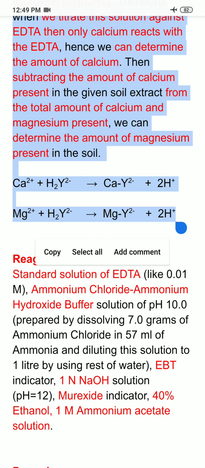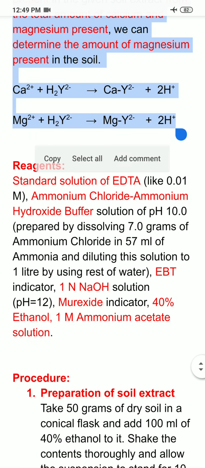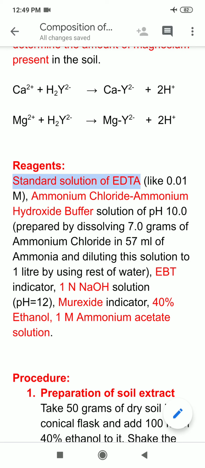Next are the reagents. What do we require? We require standard solution of EDTA. Standard solution means one whose concentration, or strength, or normality or molarity, we can use any term, is known. Now concentration we can express either in grams per liter or in terms of molarity, normality, etc. Suppose I am using 0.01 molar EDTA solution, so it becomes a standard because I know its concentration.